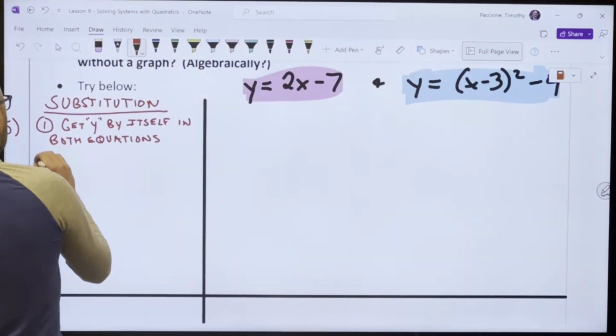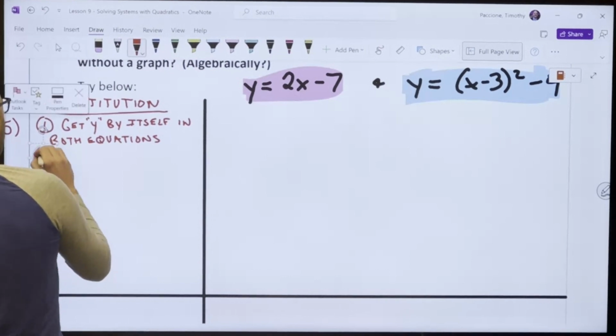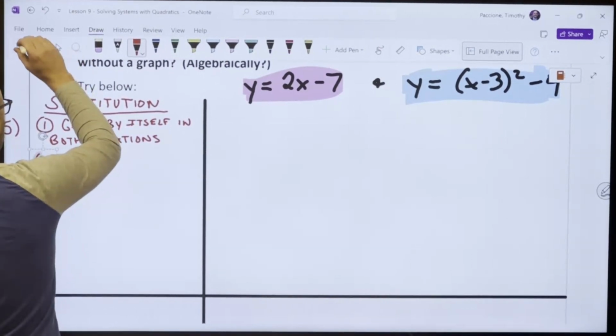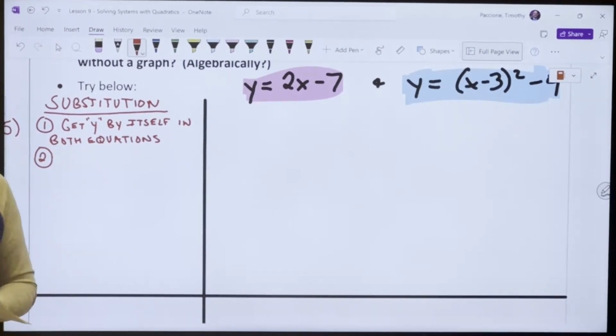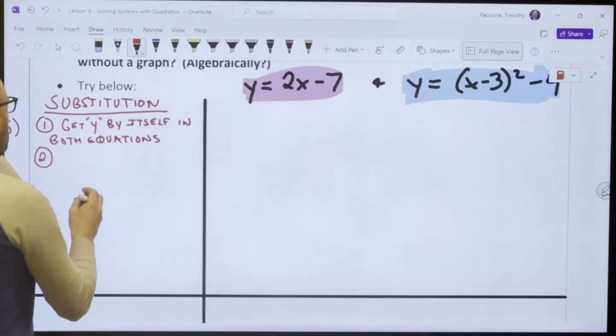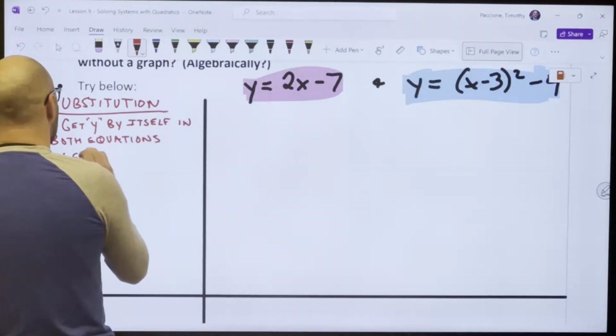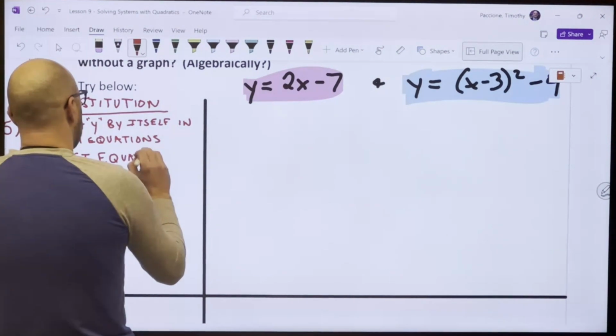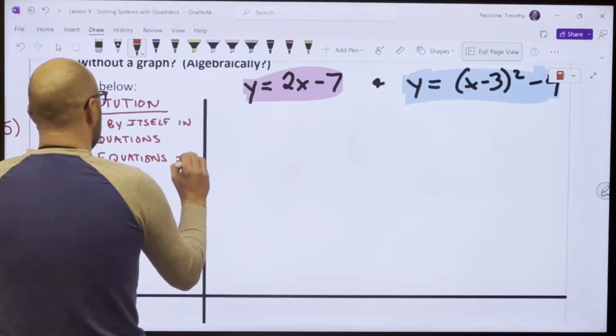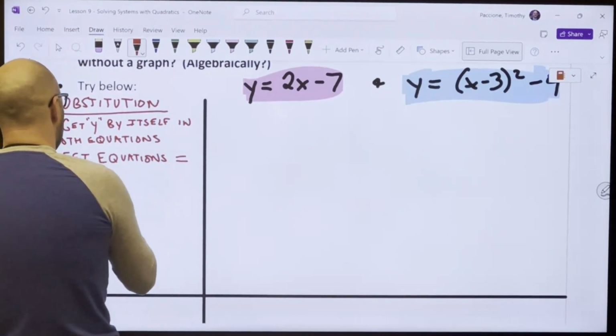Step two, well, if we know that they're both equal to y, we can substitute y for y and set them equal to each other. So step two is we set the equations equal to each other.